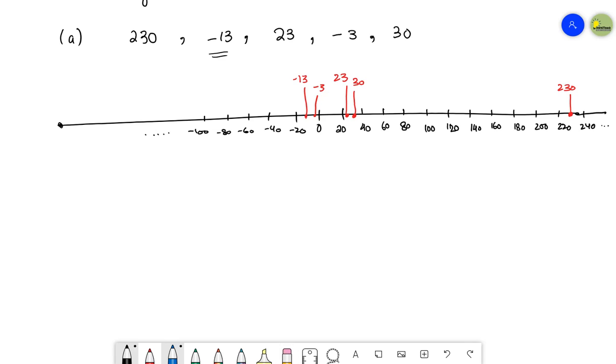And now if I write the ascending order, then just see on your number line the sequence of arranging the numbers. It is -13 placed first, then you have -3, then you have 23, then 30 is placed next, and at the very end you have plotted 230. So this is the ascending order of your given numbers. You have placed these numbers on the number line and found the ascending order. So this is how you can do these kinds of questions.